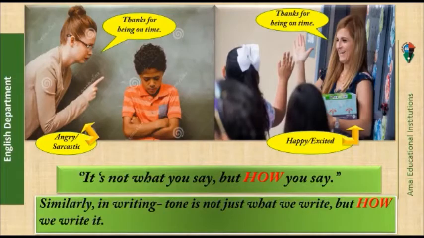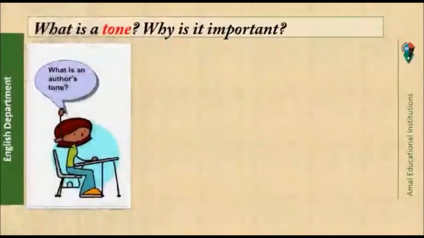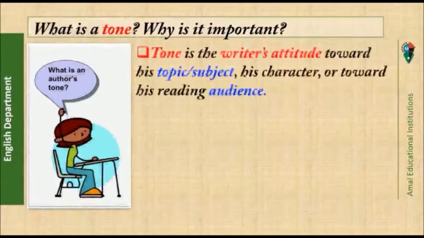Let's move on to define the term tone. What exactly is a tone? That's a good question. Tone is the writer's attitude toward his topic, his character, or toward his reading audience. So, it's the attitude the author takes. It's his way of thinking toward the topic, character, or audience.